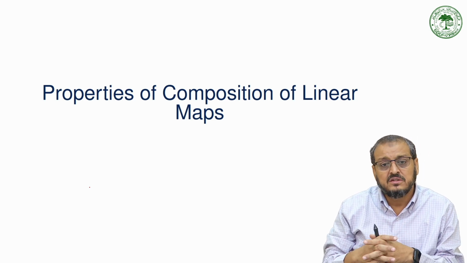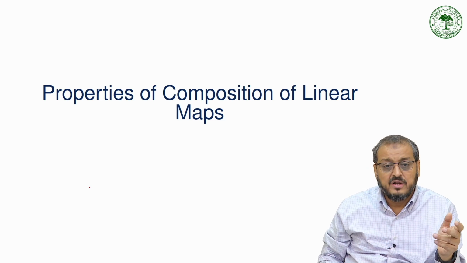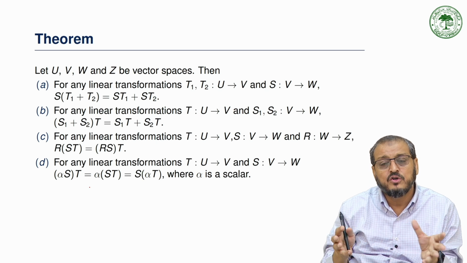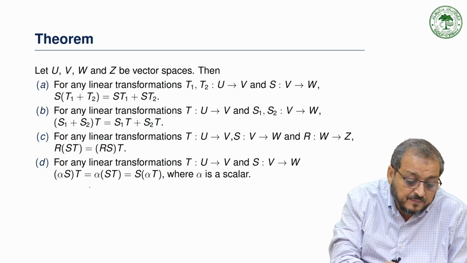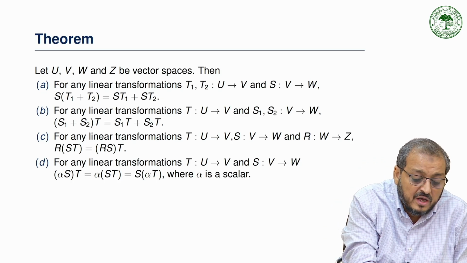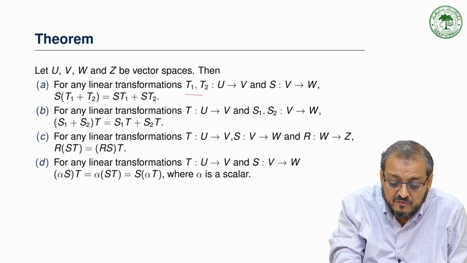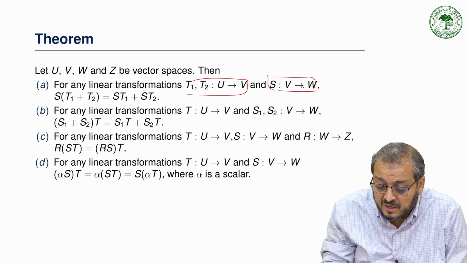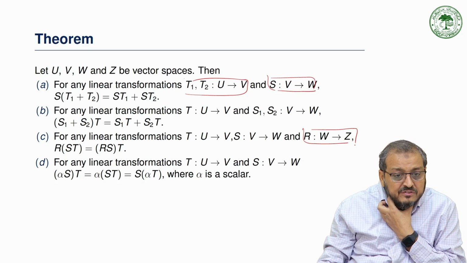Okay, in this class we discuss some basic properties of composition of linear maps. We try to discuss this because we have shown that the sum of two linear transformations is a linear transformation. So now we have the distributive properties of linear transformations. Let U, V, W and Z be vector spaces, and let T1, T2 be defined from U to V, S from V to W, and R from W to Z. We have three linear transformations defined.